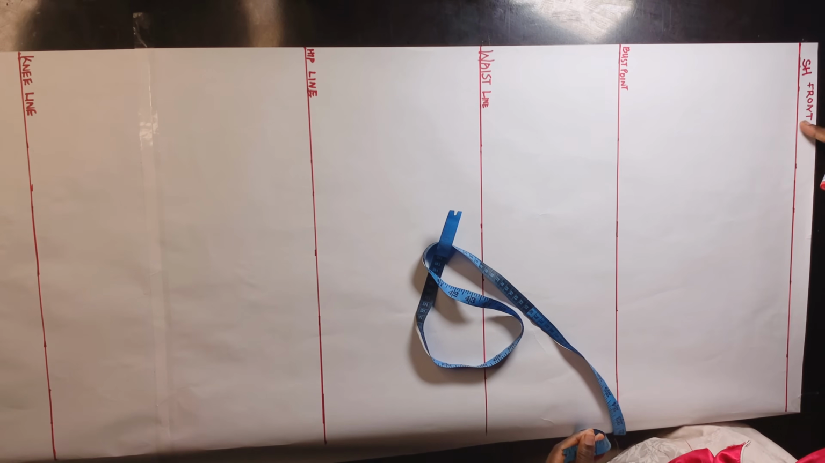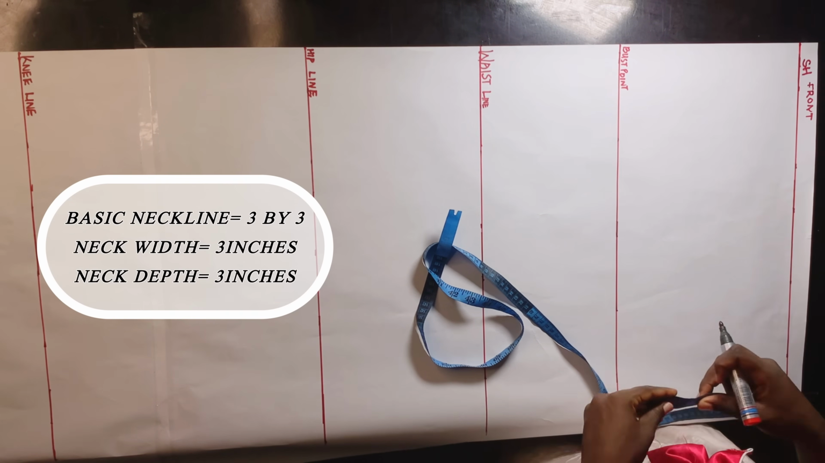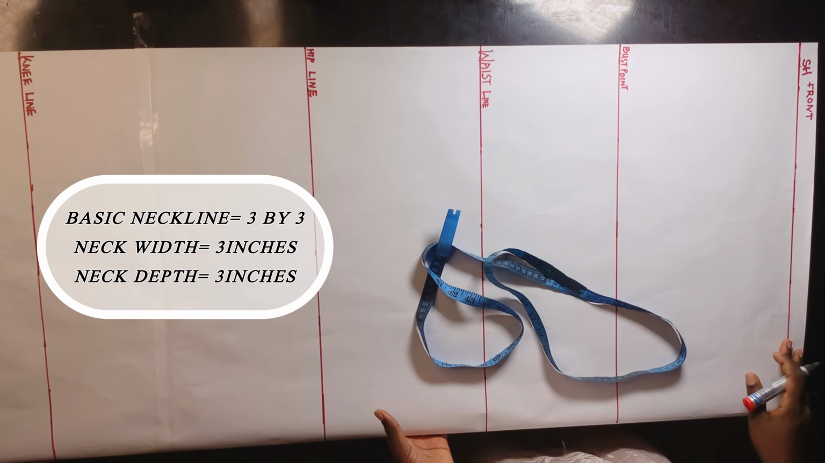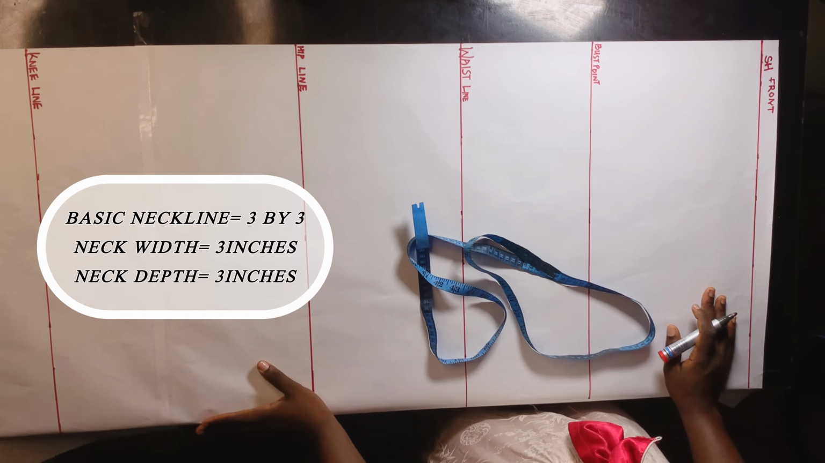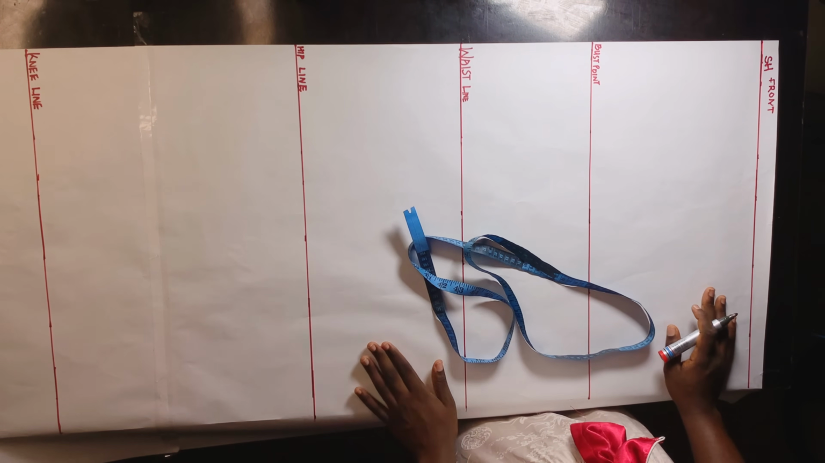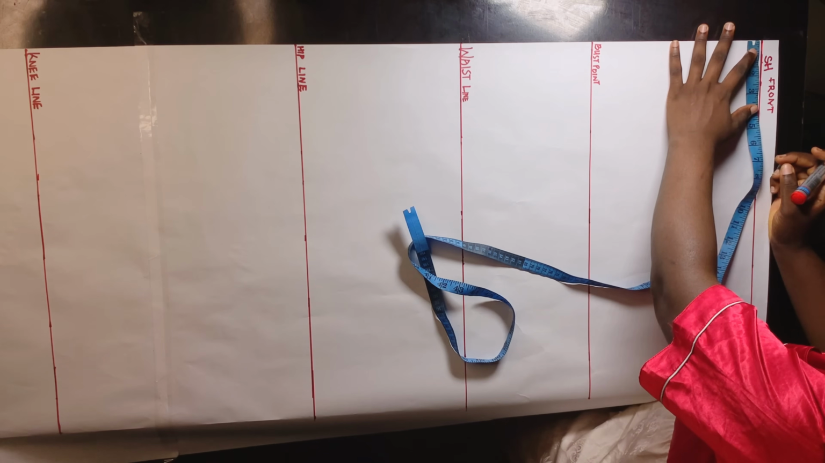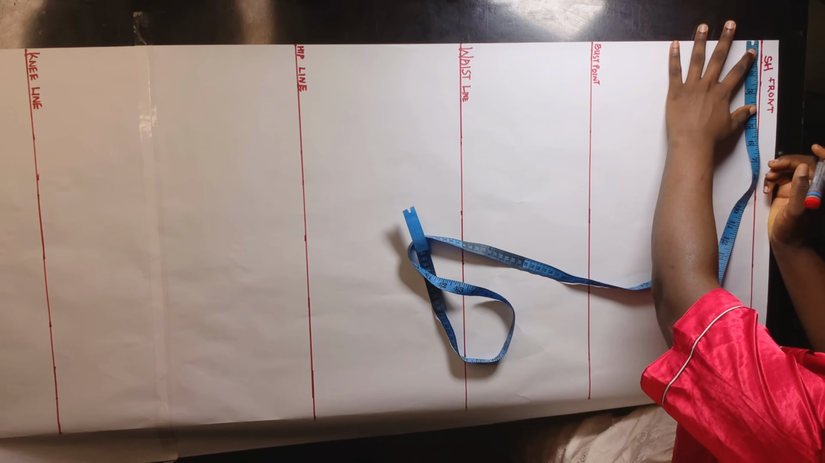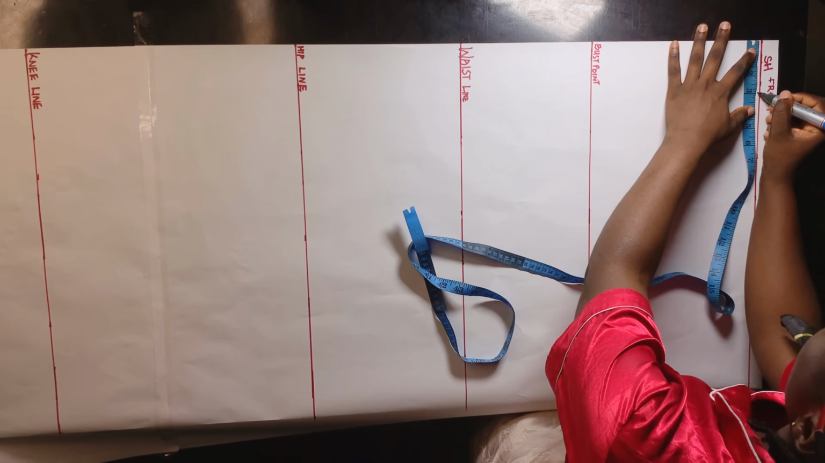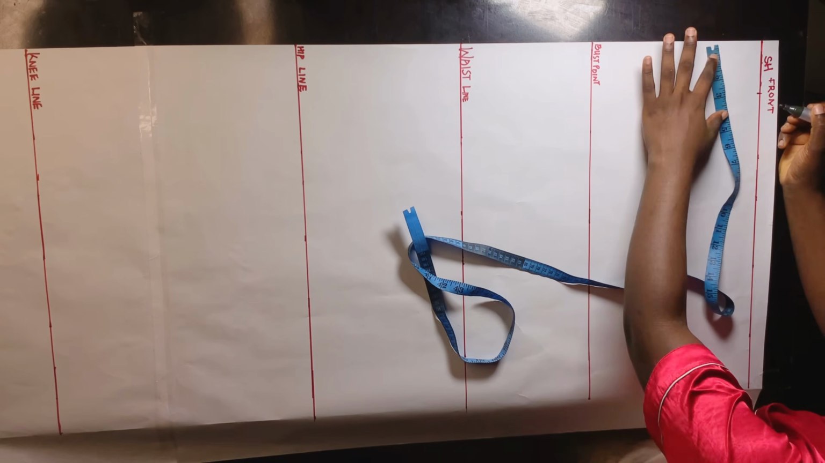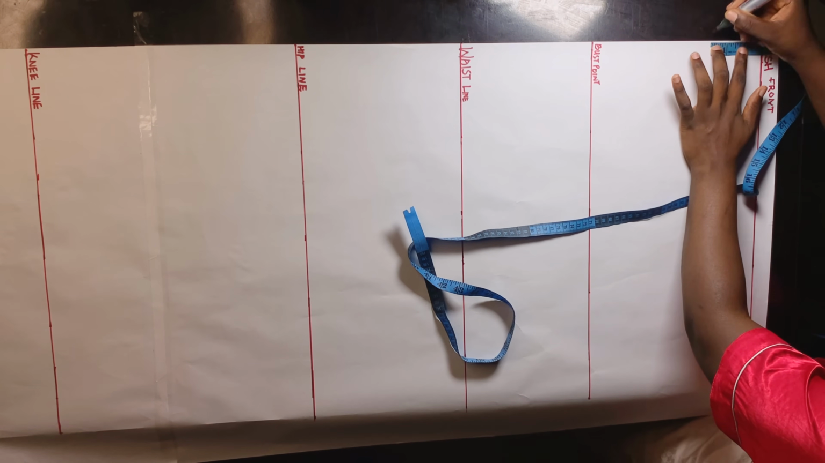Now let's work on our basic neckline. I'll be working with a standard measurement of 3 inches by 3 inches. That is, the neck depth will be 3 inches and the neck width will be 3 inches. But if you're on the bigger side, you can do 3.5 inches by 3.5 inches. So guys, the first thing I am going to mark from the center front area is my neck width, and my neck width is 3 inches. I am going to proceed to note that 3-inch point with my marker, after which I'll proceed to mark my neck depth, which is also 3 inches.